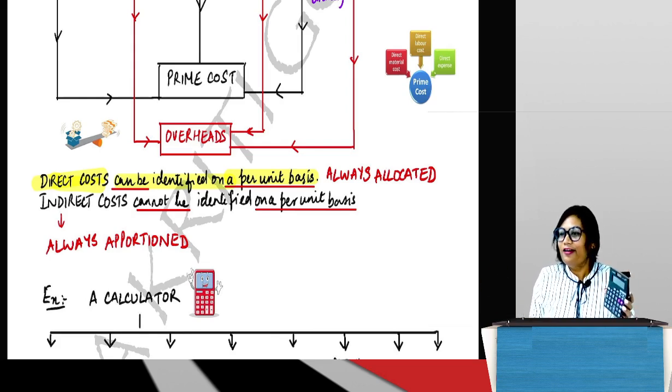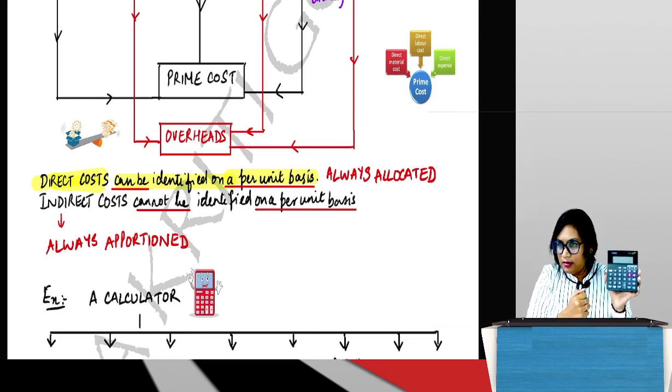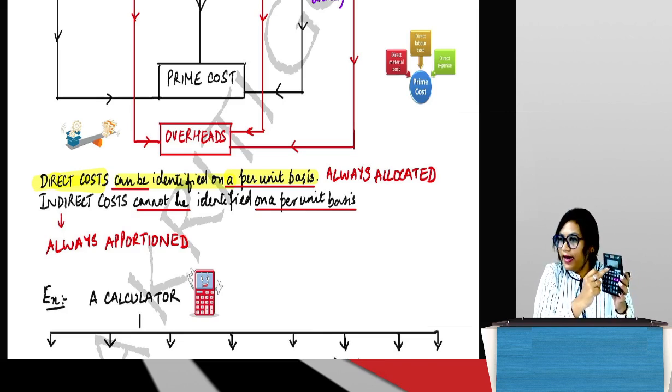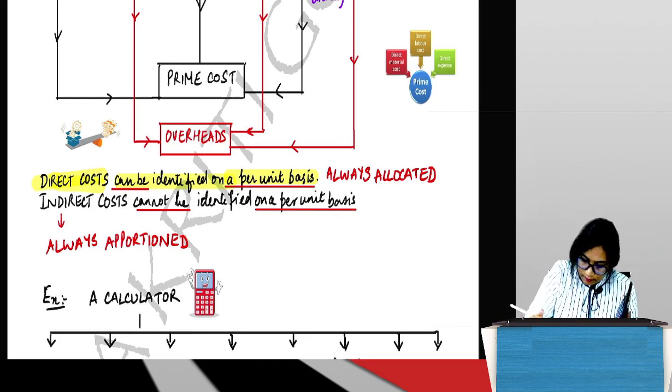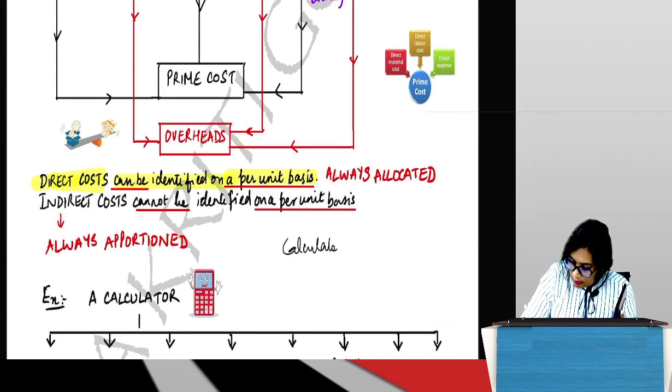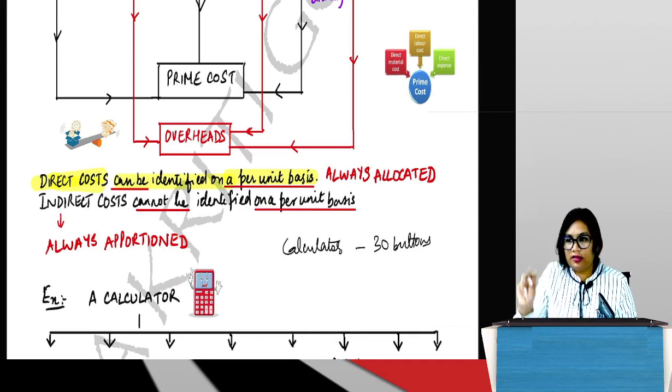Okay guys, so this calculator is made of buttons, correct? For each key, and at the same time, it has a display, right? So guys, let's say this one calculator has 30 buttons. So if I tell you, guys, I am manufacturing 3 calculators.